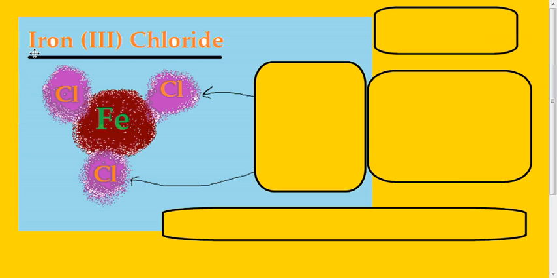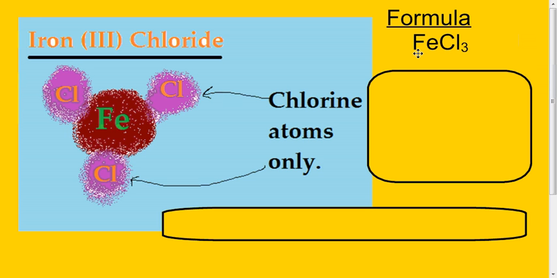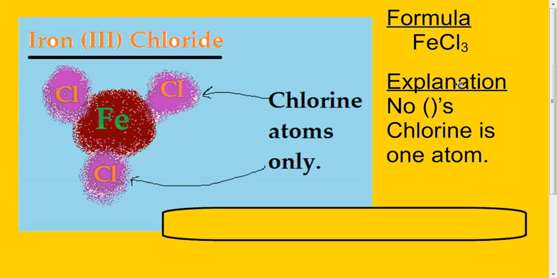Now, iron(III) chloride. Sometimes people want to put parentheses within the formula because they see the 3 chlorines. However, these are chlorine atoms only. So the formula is just going to be FeCl with the subscript of 3. And the reason is you don't need parentheses because chlorine is only one atom.